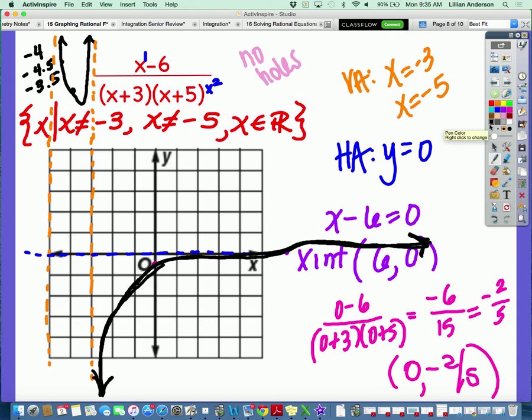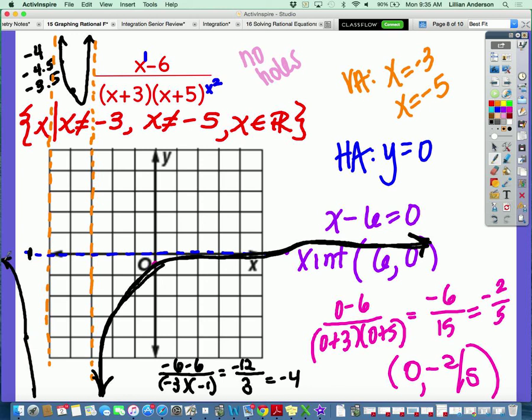Lastly, what's happening on the left side of this vertical asymptote? Let's plug in -6 and see what happens. Well, -6 minus 6 over -3 times -1. That's -12 over +3, which is -4. So at -6, we're at -4. And so this part of the graph is going to do this. I know it looks a little weird, a little strange, but yes, there are some rational functions that will look like this, especially when you have 2 vertical asymptotes.